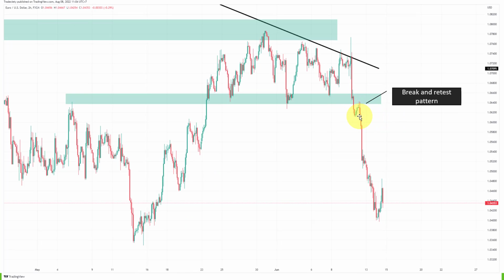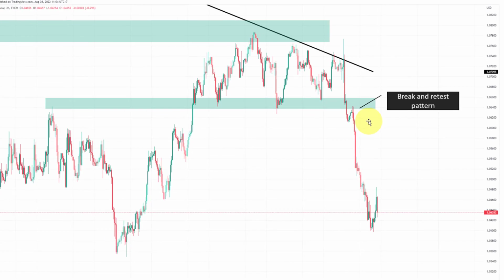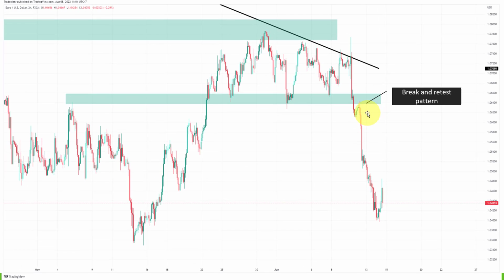And you can see we have a very, very similar pattern. We move into it, we have the doji pattern and then the strong acceleration. This is a very, very common break and retest pattern. You have deceleration and acceleration at the level. And what you typically want to see is strong selling away from the level.